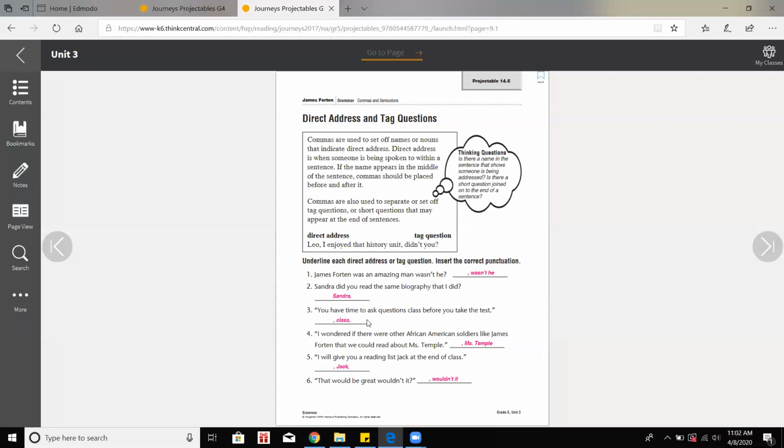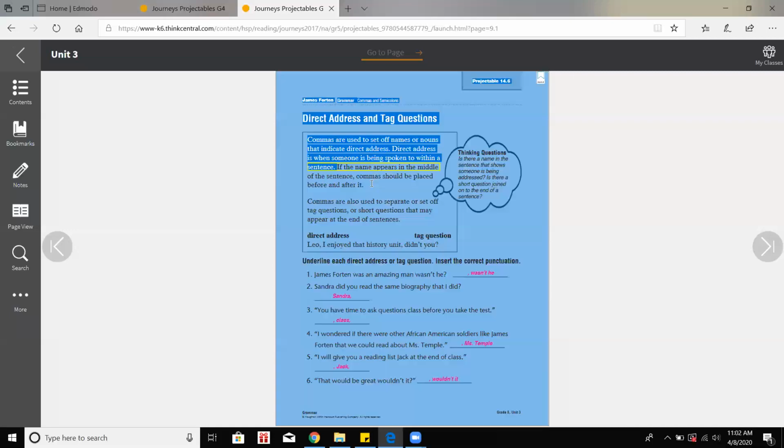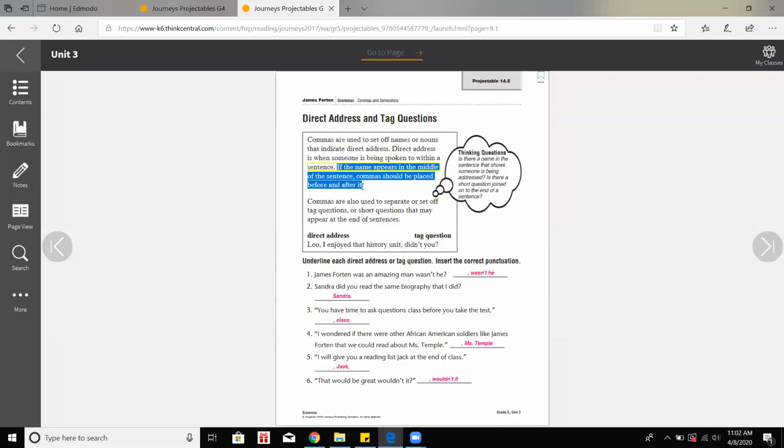Number 3, you have time to ask questions, comma, class, comma, before you take the test. Why is that? Because class is your direct address. You're talking directly to the class, but then class appears in the middle of your sentence. It says in here, if the name appears in the middle of the sentence, commas should be placed before and after it. So please do remember that.